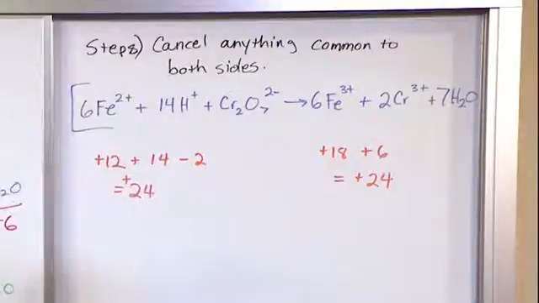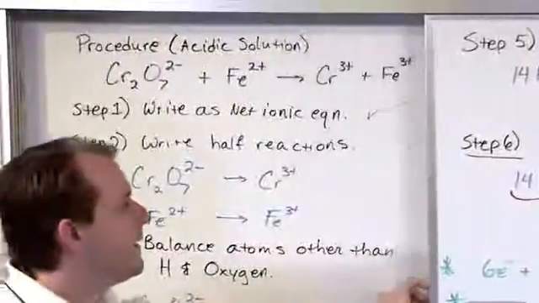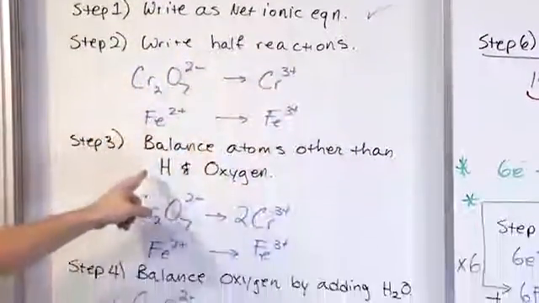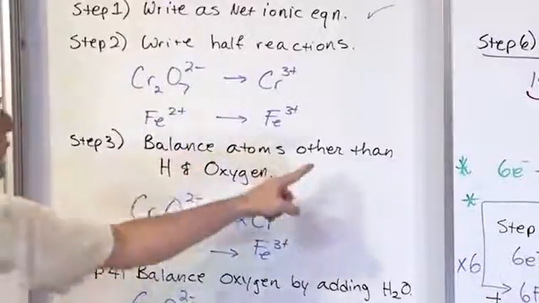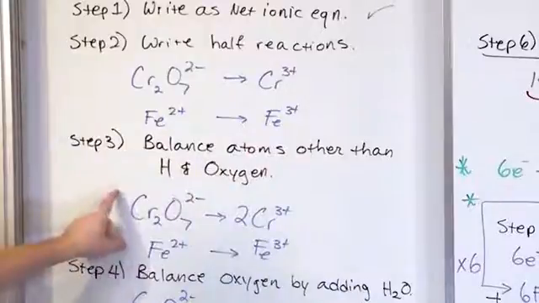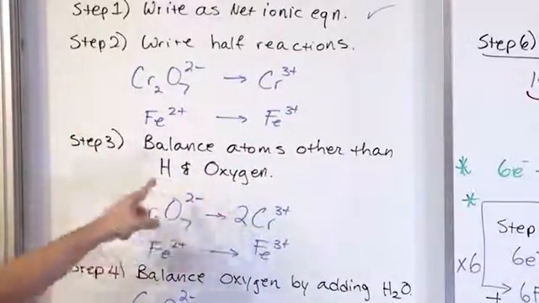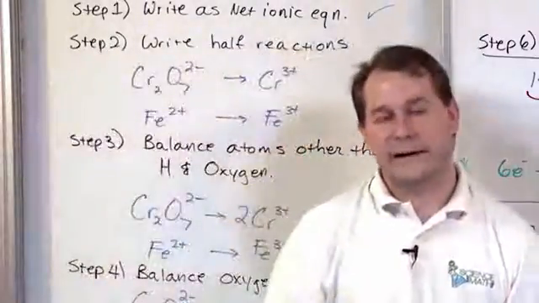The other thing I want to point out is one gotcha that gets a lot of students and will just screw you up early on. When you get to this step, it says write the half reactions, and then it says balance them to balance atoms other than hydrogen and oxygen. A lot of students forget this step. They write the half reactions and they jump down here. You need to balance this stuff other than hydrogen and oxygen, or you're not going to get the right answer.